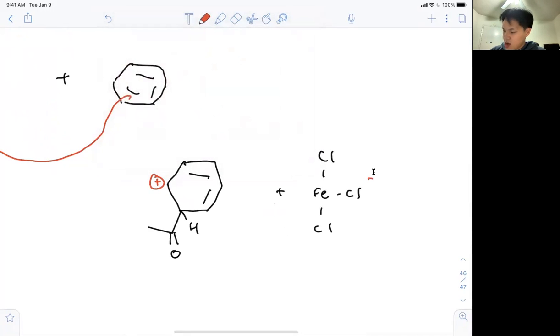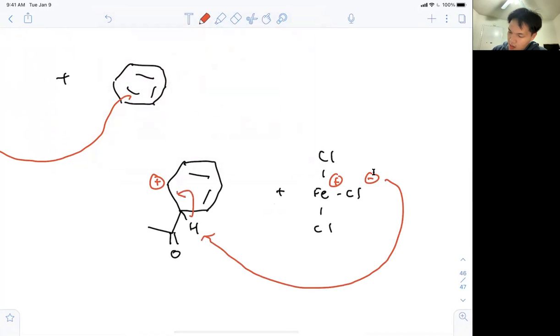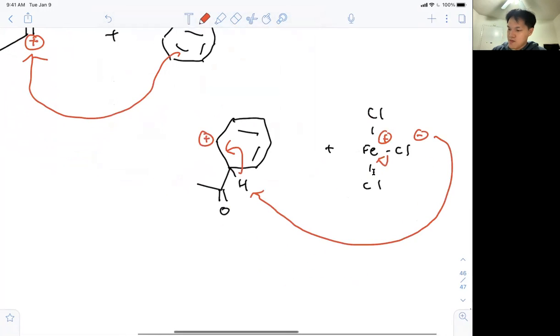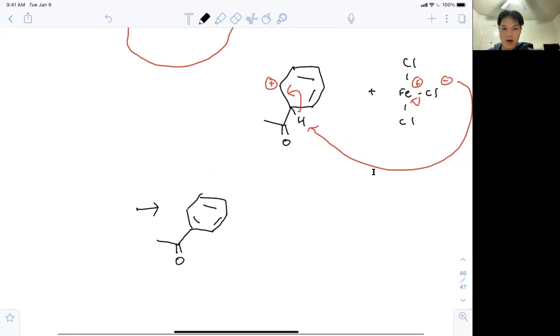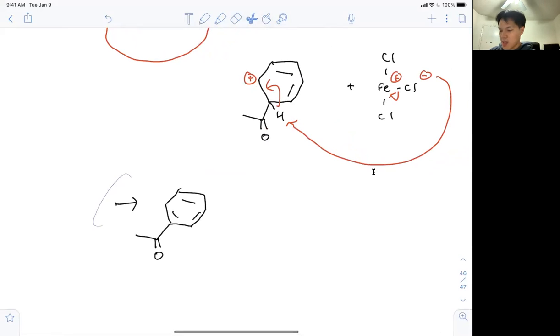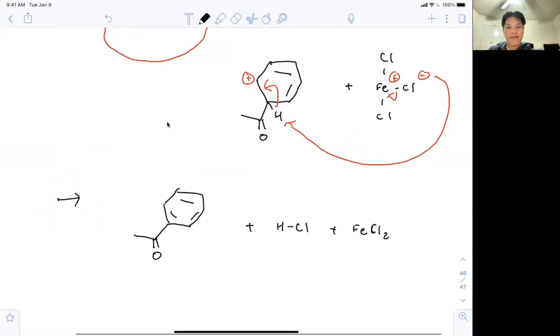And then this is negatively charged, still positive. Can attack this, make that double bond while this leaves. And then we get our Friedel-Crafts Acylation compound, a ketone with an aromatic ring attached to it, right? And then we have, these don't really matter, but yeah.